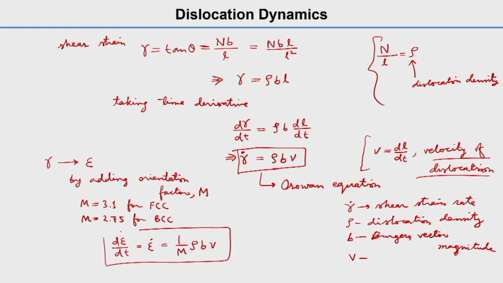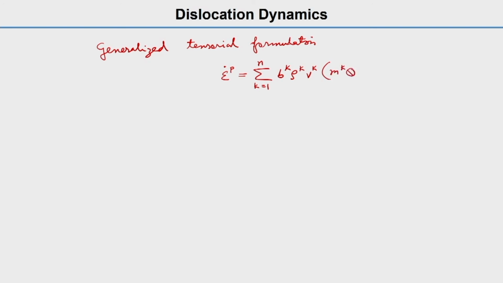The M factor is different for different materials. In a generalized tensorial form, I just want to write it, but we are not going to discuss it at all. This will be a little advanced for you. The generalized tensorial formulation for the plastic strain rate is the sum over K, with 1 by N, of b rho v K, and then M K and N K. These are vectors, and I will tell you what they are.